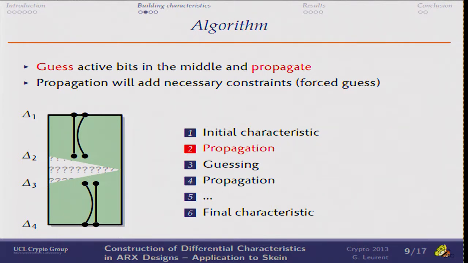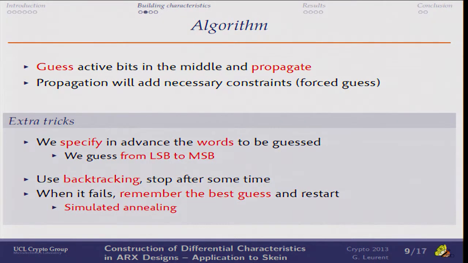Now, we can get some information, but of course, we will not get everything. So the next step is to guess something in the middle. So we just pick one bit, and we say, OK, this bit will be active, or OK, this bit will be inactive. And once we do this, we have some more information in this system, so we can run the propagation again, and we will get some new information, and then we repeat this. We guess something, we propagate, we guess something, we propagate. And the hope is that at the end, we will get something where everything is known, and this will give a valid characteristic. So of course, it will not work all the time. Sometimes we will end up with a contradiction, so we have to go back and do some backtracking and restart from some of the guesses. So in our case, we use a few extra tricks to make this work better on those ARX designs.